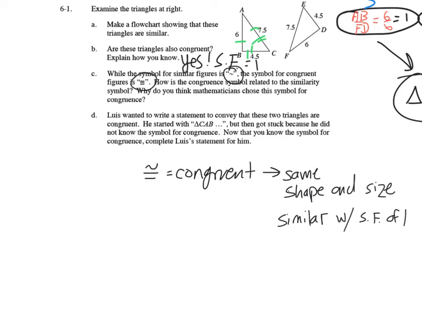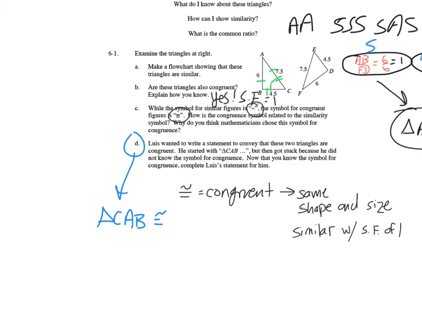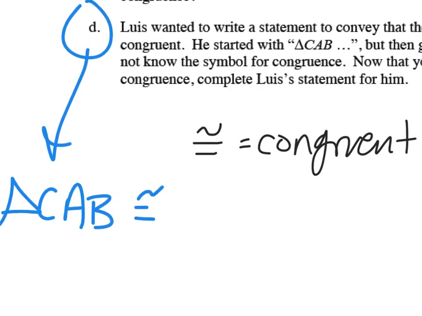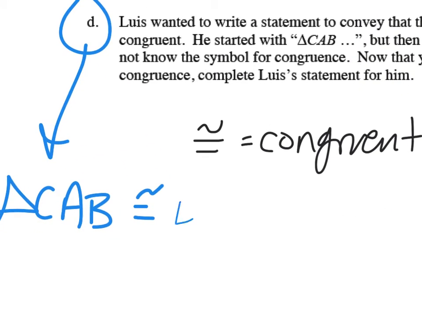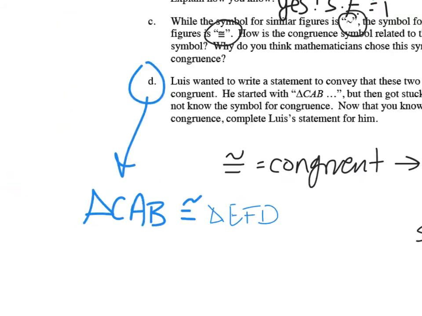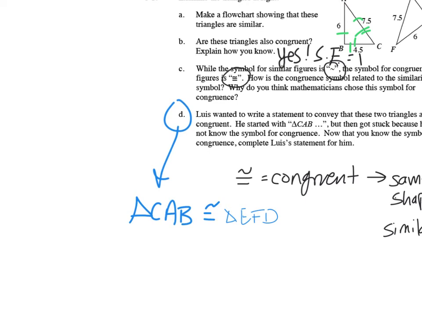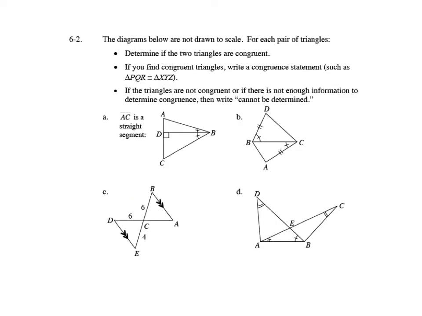Okay, so on letter D, to recap this idea, we can say that triangle CAB, if we just reordered our letters, is actually now congruent. So if I went CAB, I would have to go EFD with my other vertices. So it would look like this, EFD with CAB. Cool. What I wanted to do in problem number 2 is just look at a couple brief examples of triangles that could be congruent to one another.